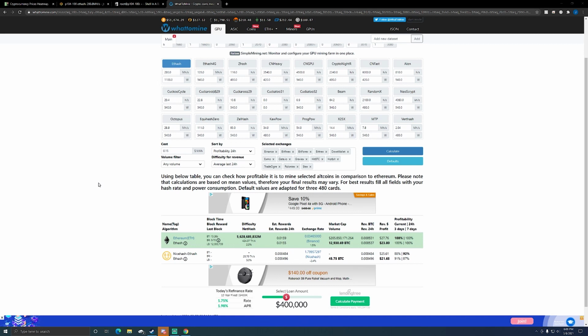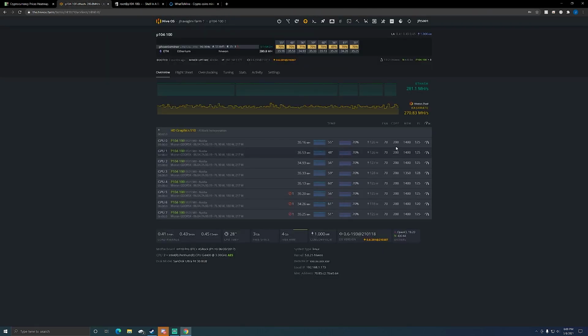If you do have P104s, maybe write in the comments below what overclock settings you're using. I mean, you can see mine here. Plus 200 on the core, pretty much 1400 on the memory, 125 to 128 on the power limit. Running pretty solid. Very little maintenance on this rig.